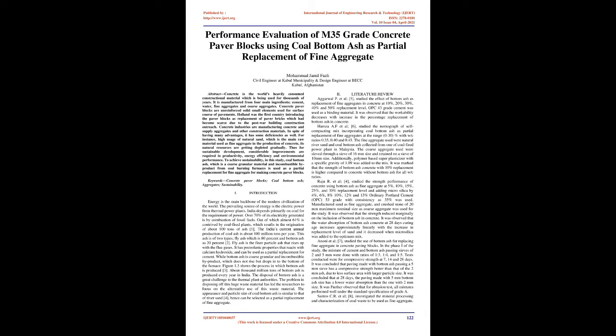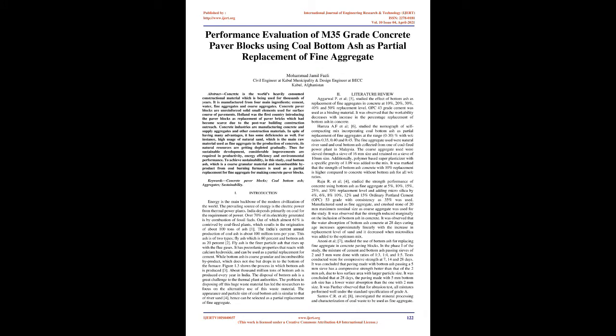Concrete industries are manufacturing concrete and supplying aggregates and other construction materials. In spite of having many advantages, it has some deficiencies as well. For instance, there is high usage of natural sand, which is the main raw material used as fine aggregate in the production of concrete. Its natural resources are getting depleted gradually.